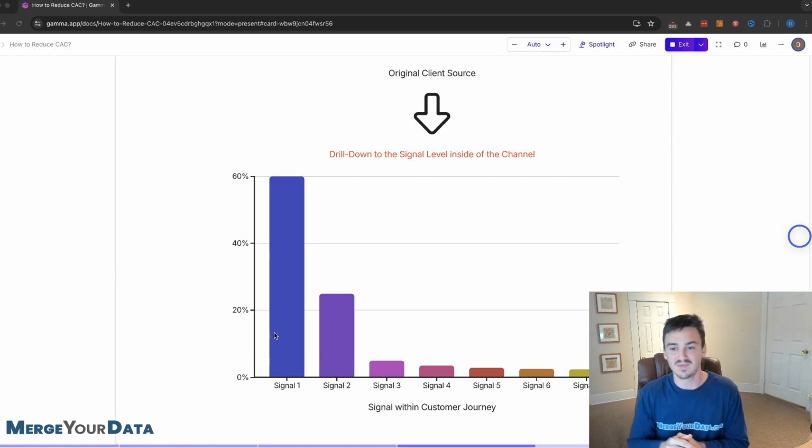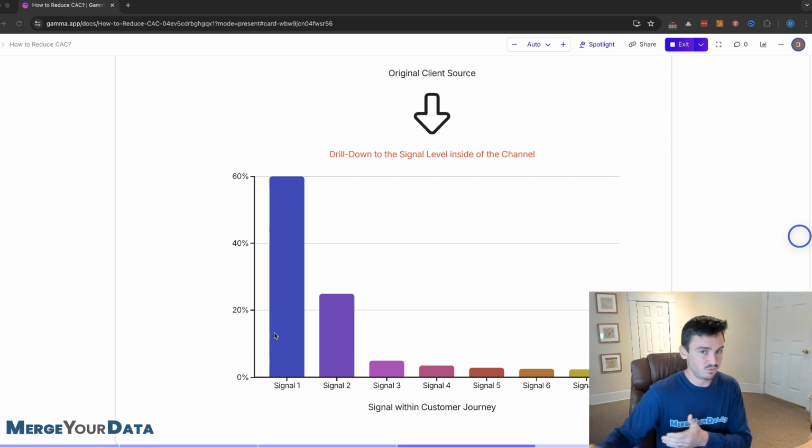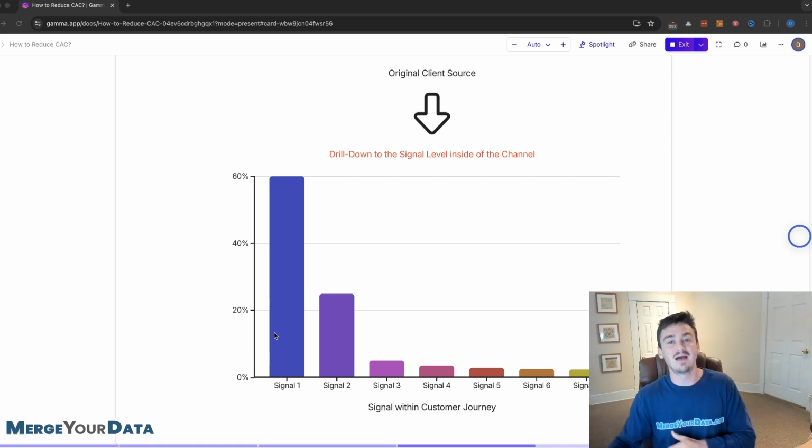Why is that working? How can our sales team leverage these signals? How can we produce more of those signals, either by moving people through a funnel a certain way or reaching out at a certain time in the customer journey to try to get them to take that action?